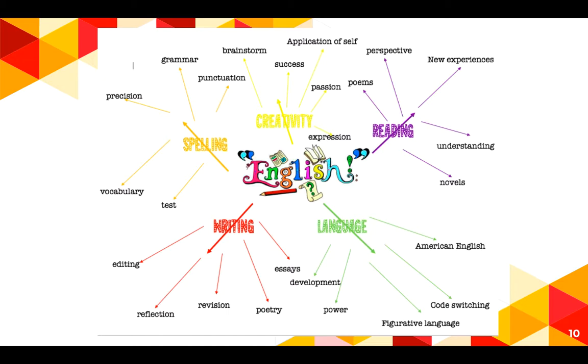For the final step, I added 5 secondary branches to each branch that further explained what that main vocabulary word meant to me. When I think of language, I think of developing our language, how much power it withholds, the effects of figurative language, the code switching that we do with our language in the classroom and outside of the classroom, and the American English language that we will be learning in my classroom. So, you are going to create 5 secondary branches off of each branch that further explains what that main vocabulary word means.